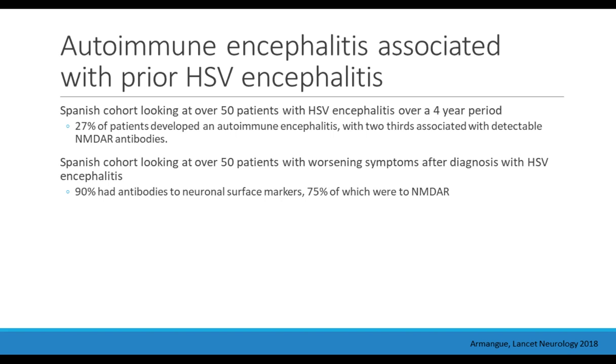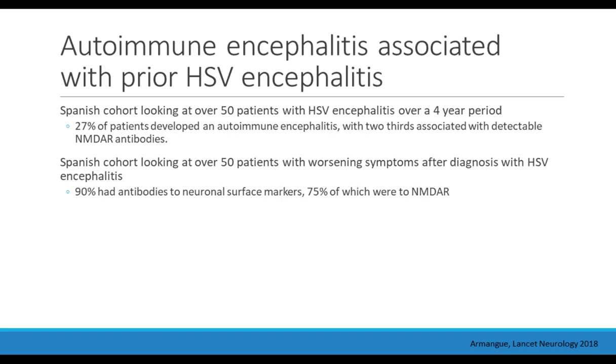There were a couple of different cohorts. One was looking at 50 patients who had HSV encephalitis over a 4-year period. These patients had encephalitis and then ended up developing a secondary autoimmune encephalitis. If they looked for antibodies to those immune markers, they found NMDA receptor antibodies in 2/3 of cases.